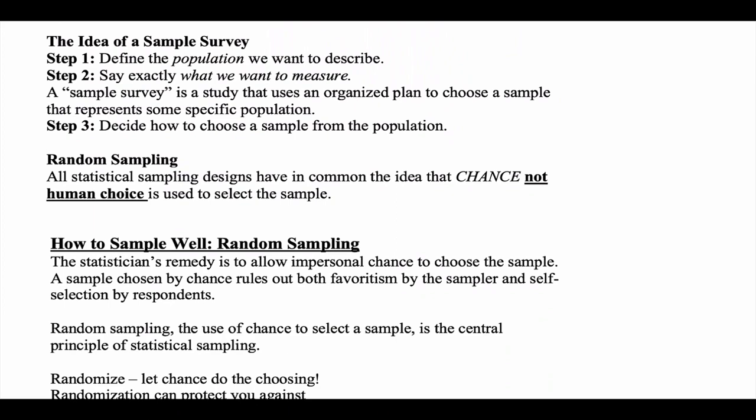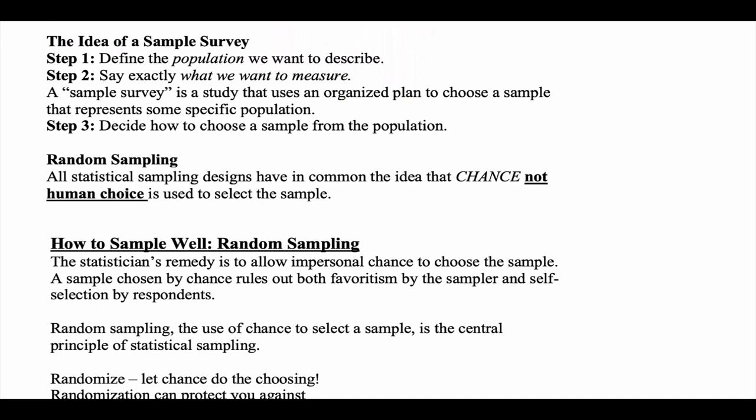Okay, one thing is a sample survey. A survey. You guys have probably done surveys before. Ask a question, you answer, right? So there are three steps to it. You define the population you want to describe. Who are you trying to get information from? Who's the big group you're trying to get information from? Okay. Step two, say exactly what we want to measure. So what in the survey?